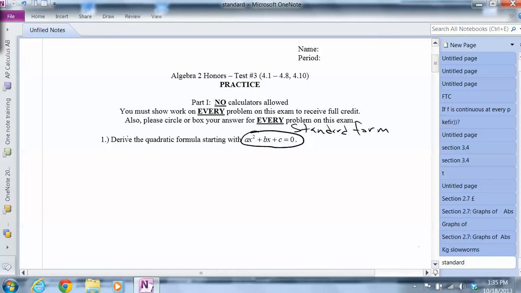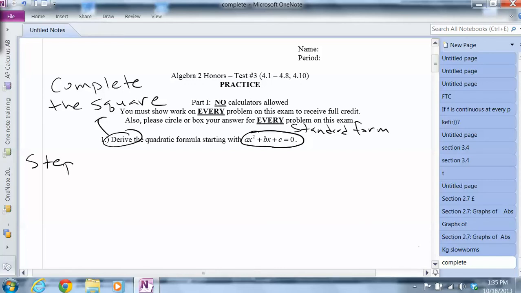And we're going to do this derivation using a process called, which you guys should already know, complete the square. We actually talked about this yesterday, so it should be pretty fresh. Okay. You guys remember the first step? Yeah, go ahead, Matt.